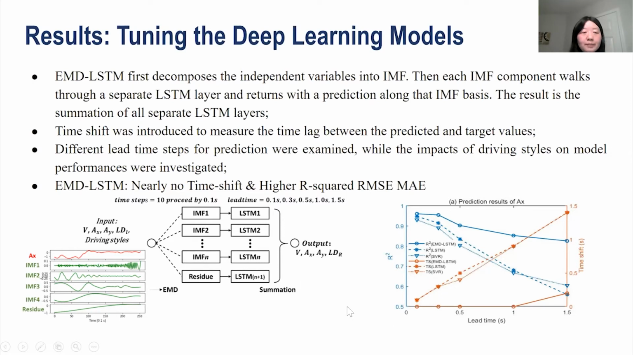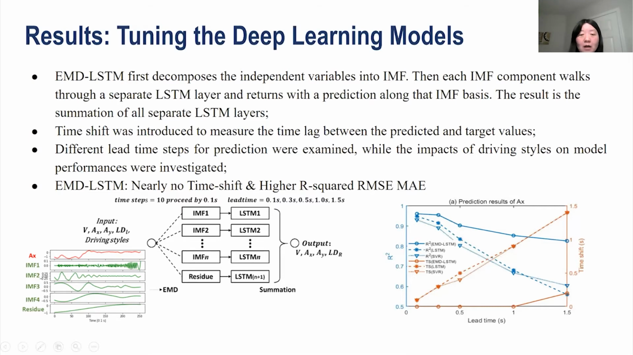As you can see, our methods have produced pretty good results so far. In the figure on the right corner here, you can see the R square of the prediction when you use the EMD LSTM method is relatively high compared to other types of machine learning methods like support vector machine.